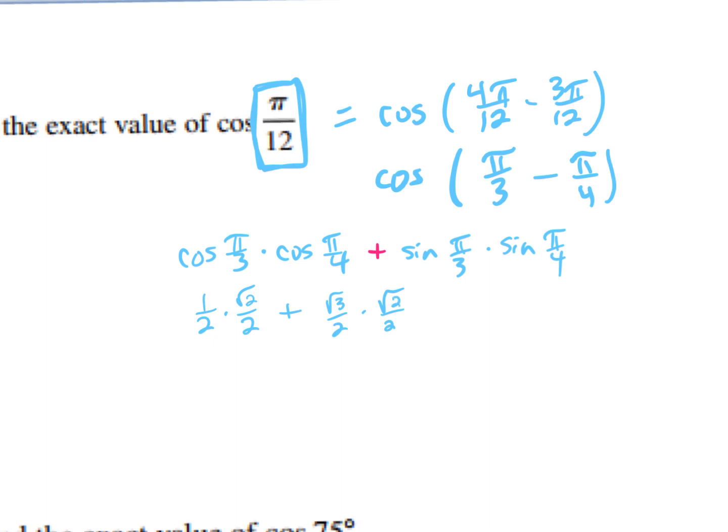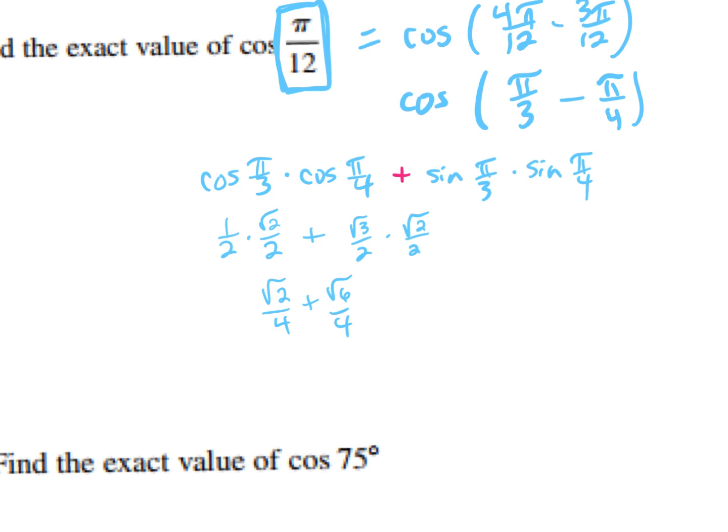There you go. Okay. We've got to clean up this math now. So when we multiply fractions, remember we multiply the numerators, multiply denominators. So we end up with root 2 over 4 plus root 6 over 4. The tendency is to feel like you should be able to combine like terms or something, but you can't.